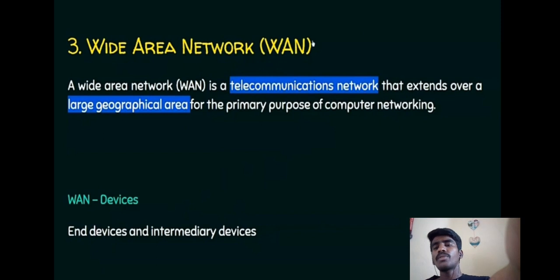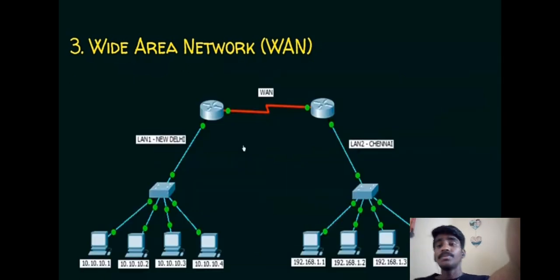Now here is the example for wide area network. A wide area network is very large. It is most preferably used for networking. You can see the devices are end devices and intermediate devices. I'll show you an example. So here is the example for WAN.